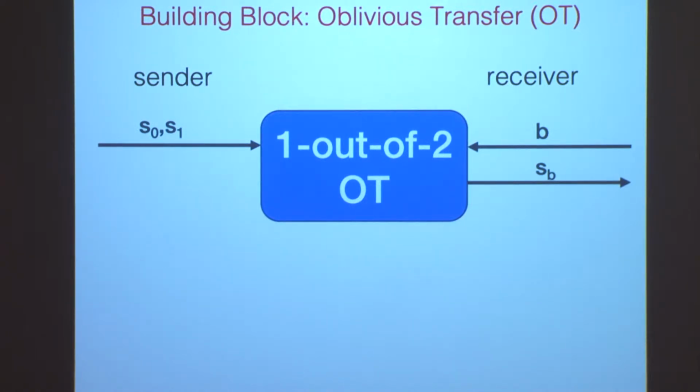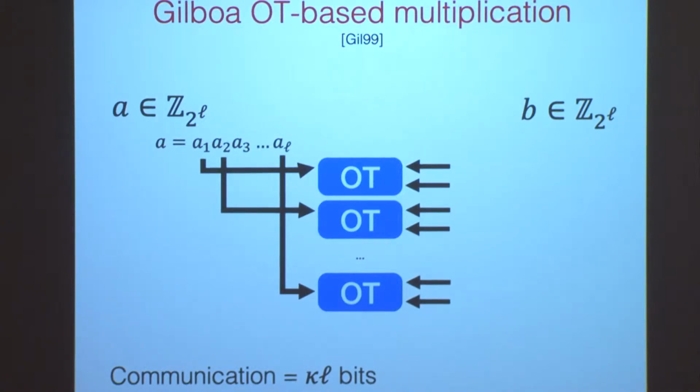So let's see how we can use this gadget to actually do multiplication. This goes to the work of Gilboa from '99. The idea basically is you typically want to multiply over some ring or field, some domain. Let's say that you want to multiply in Z_2^L. Both participants are going to take their inputs A and B, and the receiver in the oblivious transfer, which is on the left-hand side over here, is going to take the binary representation of the element A.